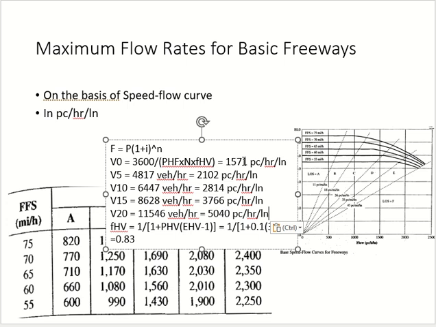I can compare them. Look at the value for the current flow rate. Current flow rate is 1500 something. These are the maximum values for 65 free flow speed. The maximum value for A is 710. I already crossed it, it's 1000 something, right? Did I cross B as well? Yes. Did I cross C? No. So my level of service is C.